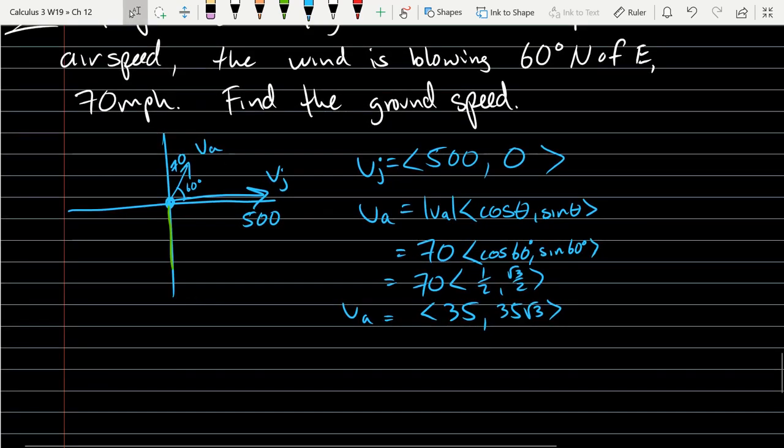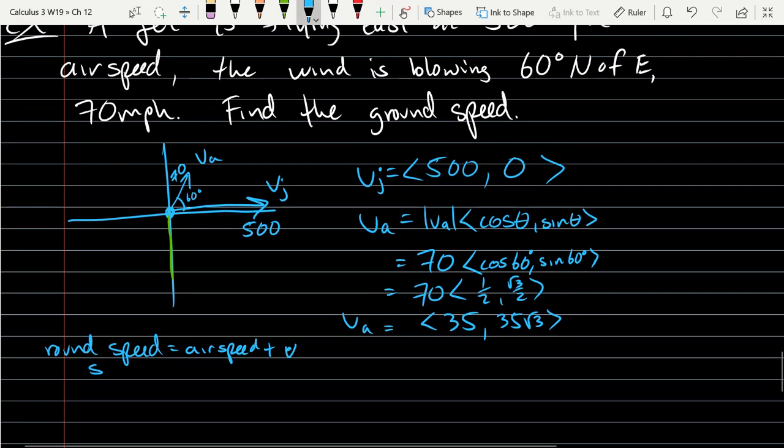So to get the total speed, ground speed equals airspeed plus the speed of the air. I'm going to write airspeed plus airspeed, but I mean two different things. We'll go wind speed. That seems like the same thing, but airspeed means the speed of the aircraft in the air. So our airspeed, VJ plus VA.